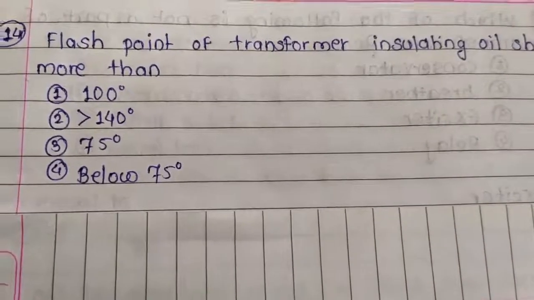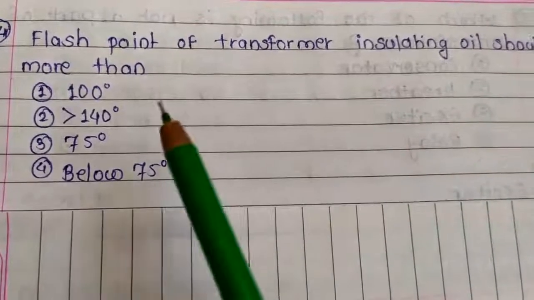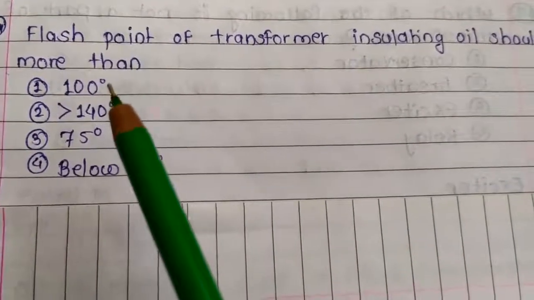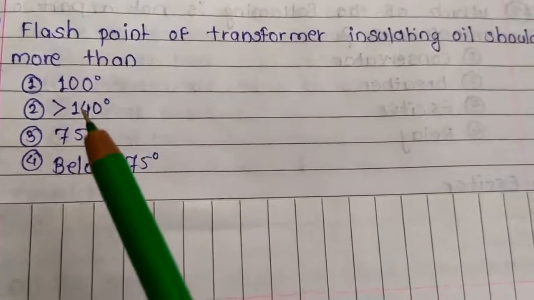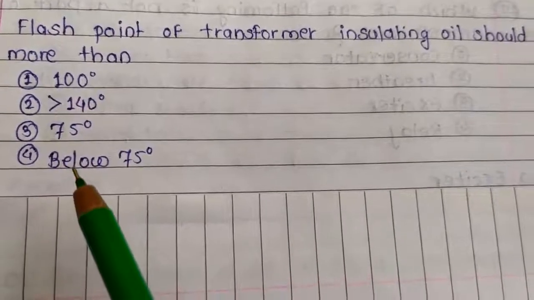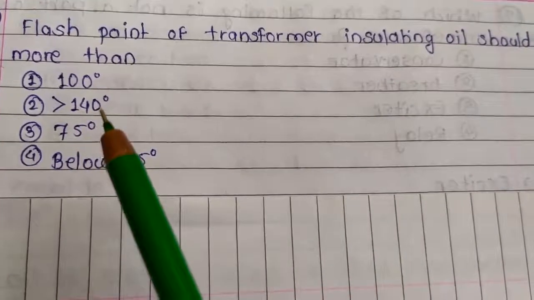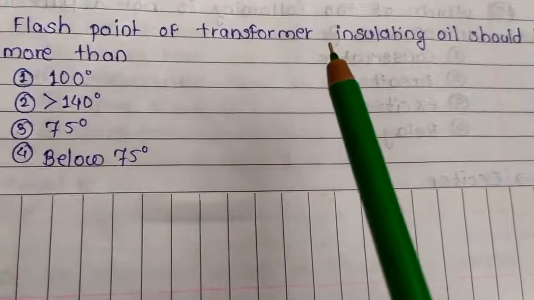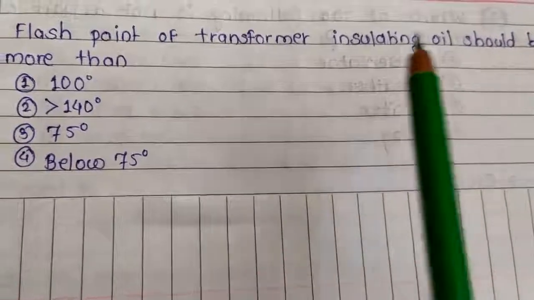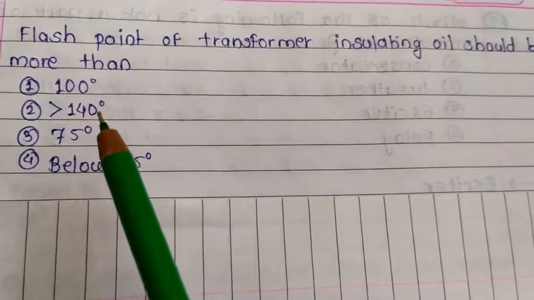Flash point of a transformer insulating oil should be more than 100 degree, greater than 140 degree, 75 degree, below 75 degree. The answer is greater than 140 degree. Flash point of a transformer insulating oil should be more than or equal to 140 degree.